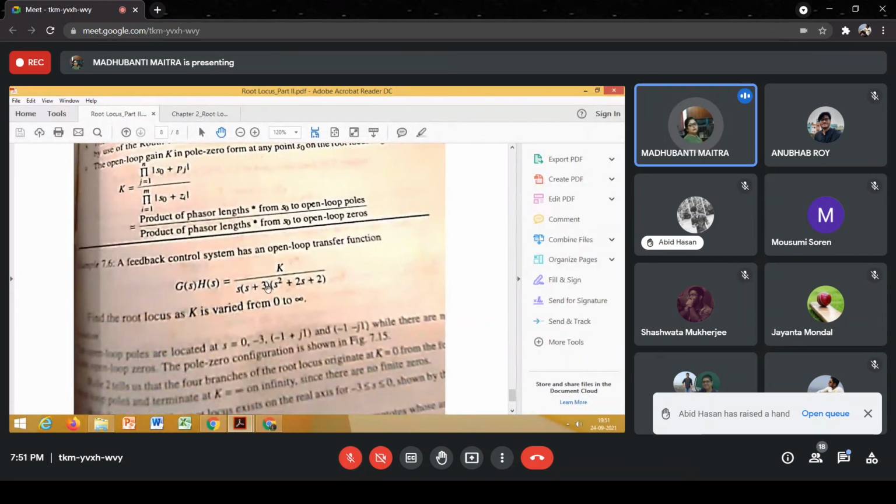So this is another example. That is your assignment. Construct the complete root locus for this given system whose open loop transfer function is given by this.